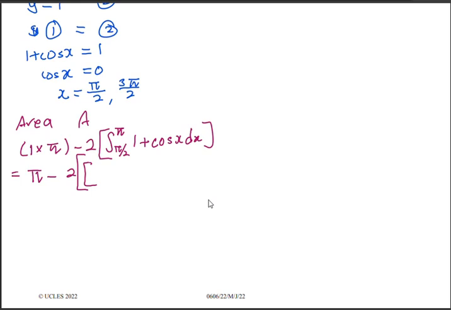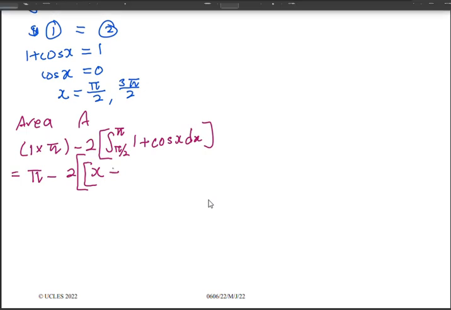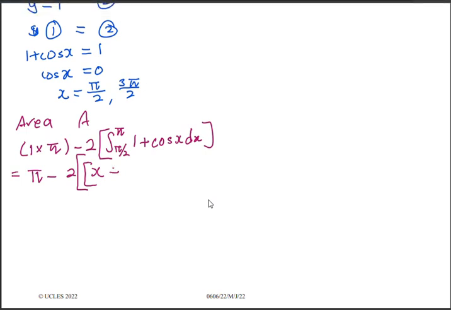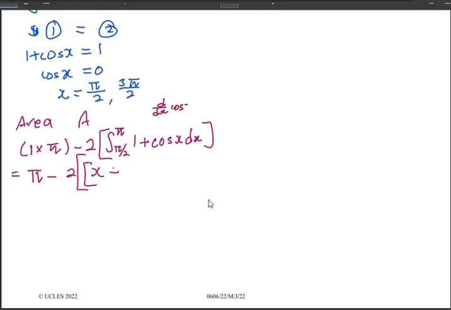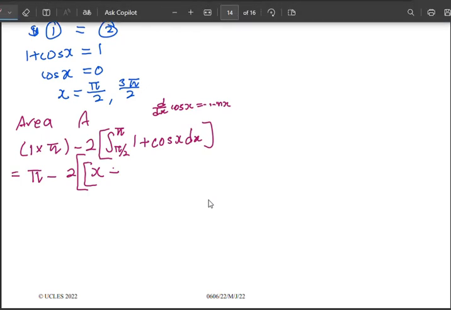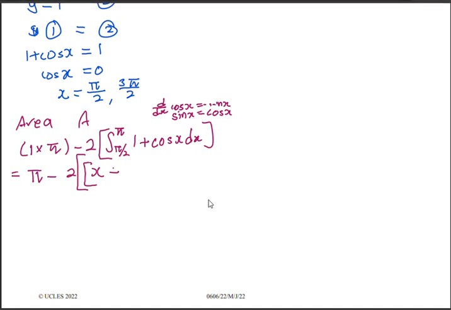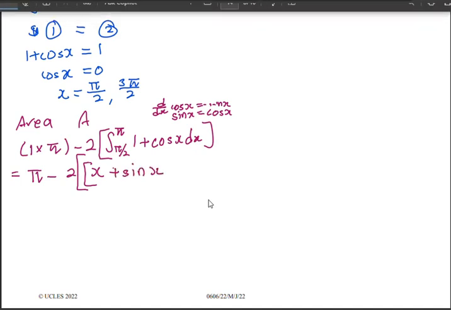So I want to integrate 1 plus cos x. 1 is going to be x. For cos x, you have to remember that when I differentiate cos x, I get negative sine x, while when I differentiate sine x, you get cos x. Let me just write a note here: d/dx of cos x equals negative sine x. This is very important. While if I differentiate sine x, you get cos x. So when I integrate cos x, you'll get sine x.